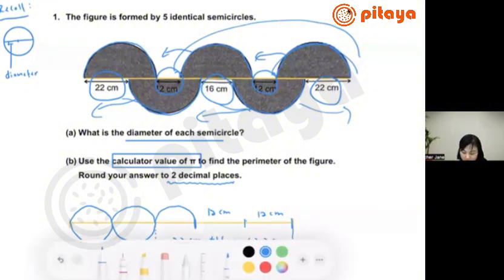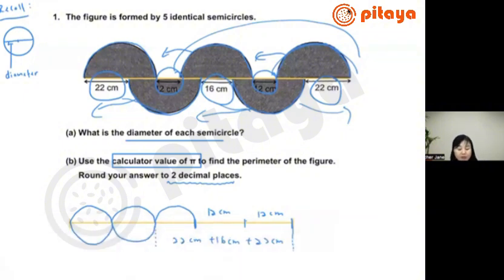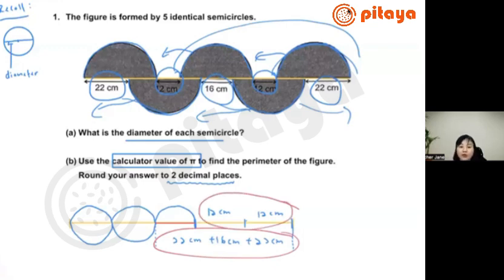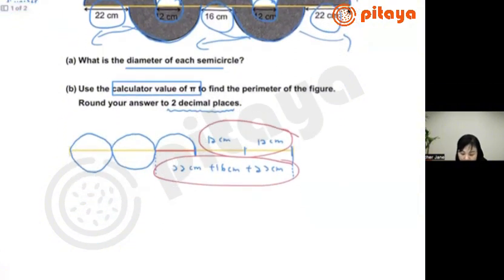Remember, we need to find the diameter. So we need to find this one here, the red color. With this information, what do you see? Just like model drawing, we want to find the red color line. So we take the total length, which is 22 plus 16 plus 22, which is 60. And then we minus off this 24. Then we shall get the red color line, which is the diameter of a semicircle. So that will be our strategy.